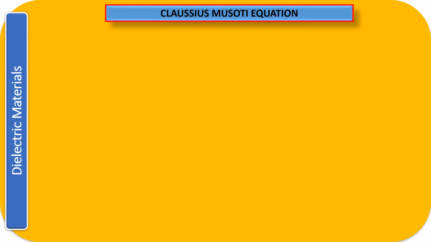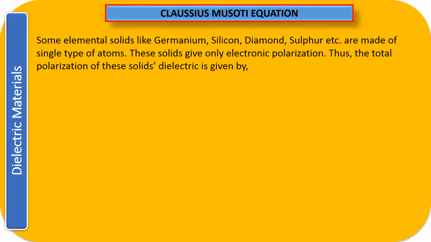So dear student, we have already seen the relation between the vector P, the flux density D, and the electric field E. We'll have to use this to derive the Clausius-Mossotti equation. Now I have already told you the Clausius-Mossotti equation is applicable to elements which have one type of atom. That is, some solids like germanium, silicon, diamond, sulfur, etc. are made of a single type of atom.